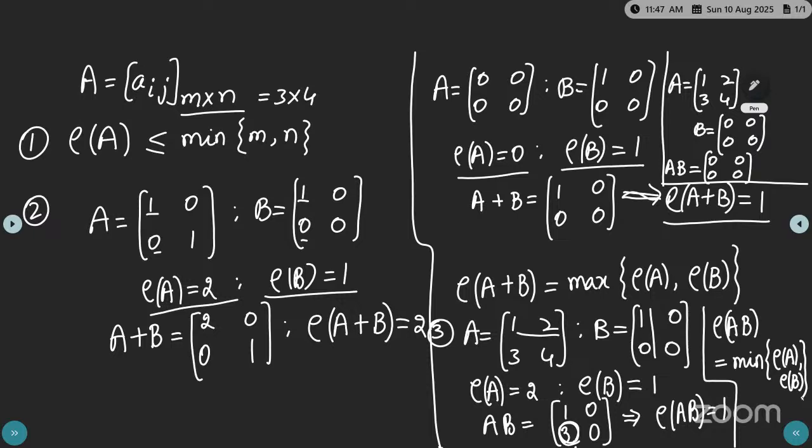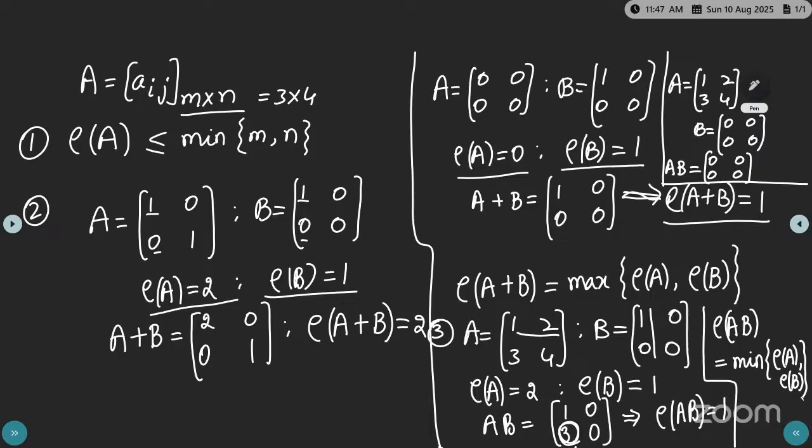Next, let A equals 1, 2, 3, 4, B equals 0, 0, 0, 0. Rank of A equals 2. Rank of B equals, what is it? What is rank of B? 0. Rank of null matrix is 0. Okay. Now A into B equals 0, 0, 0, 0. So rank of AB equals 0.